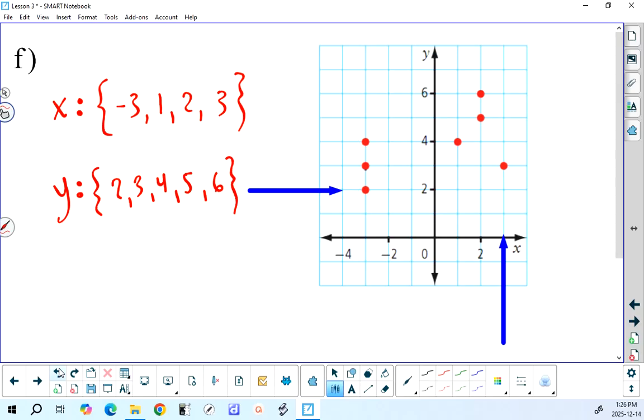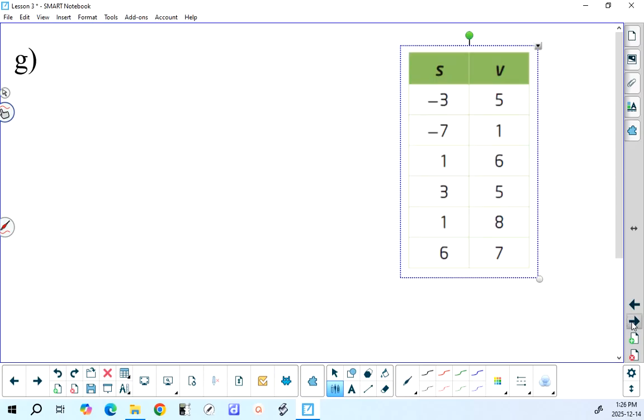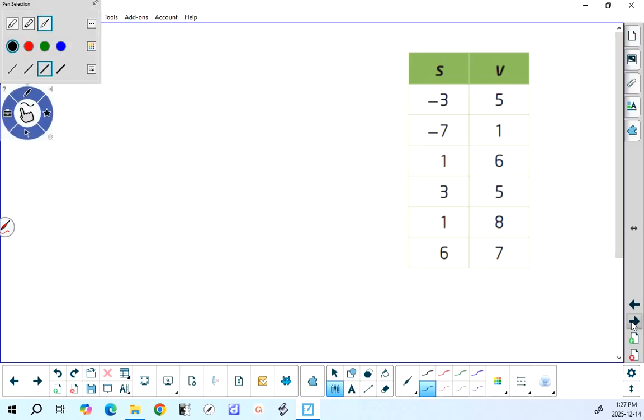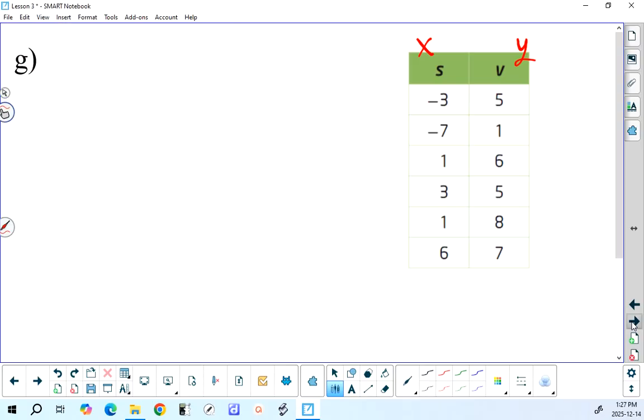And that's it. Now, whenever you're given a table of values, we typically assume that x comes first and then y comes second, which means that s is the independent variable which is associated with domain, and v is the dependent variable which we associate with y. So what is the domain?